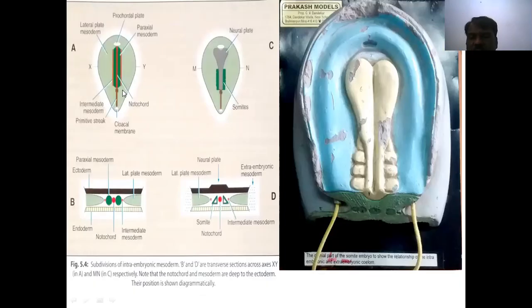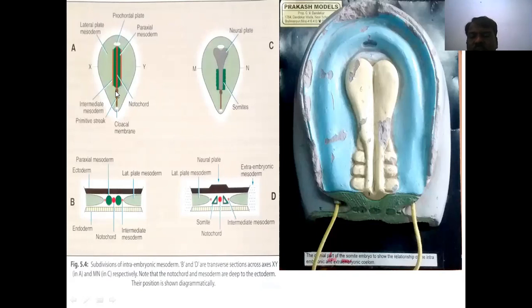See here, we are identifying the primitive knot. From the primitive knot, pit formation occurs. From the primitive knot, we can identify canalization, which spreads as a solid mass of ectoderm cells towards the procordal plate. Then it becomes a rod-like solid mass, called the notochord. The notochord extends from the primitive knot, the cranial part of the primitive streak, to the caudal part of the procordal plate. This is notochord formation.